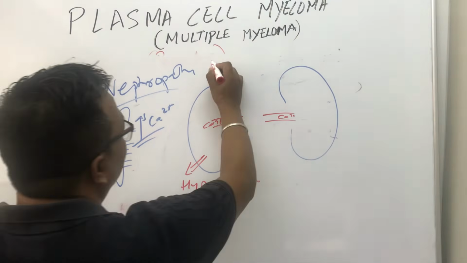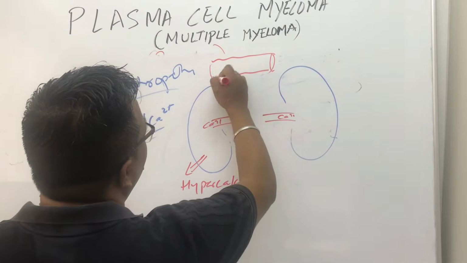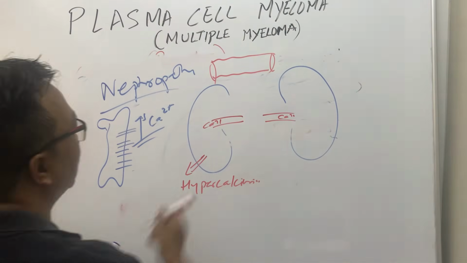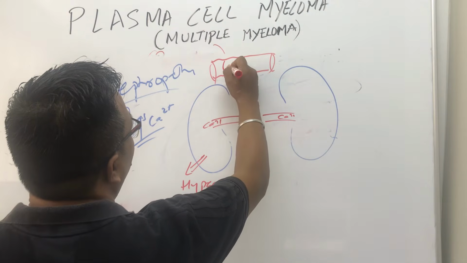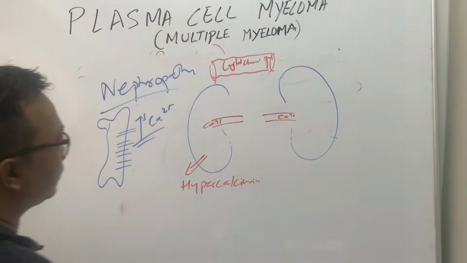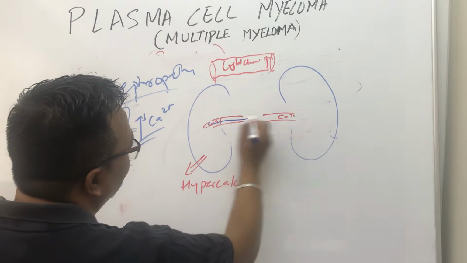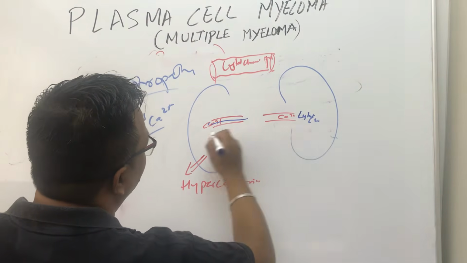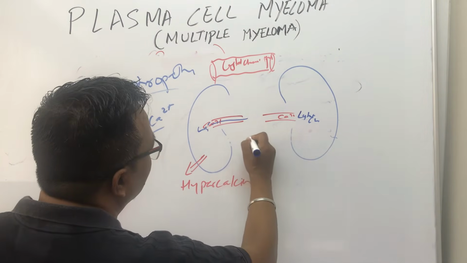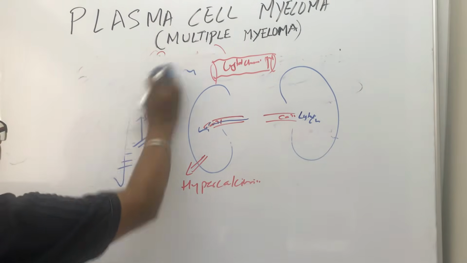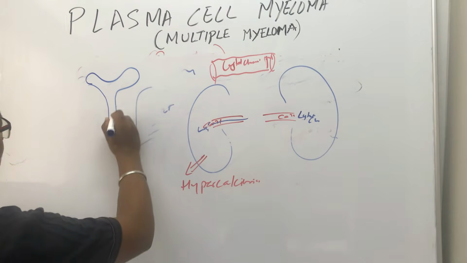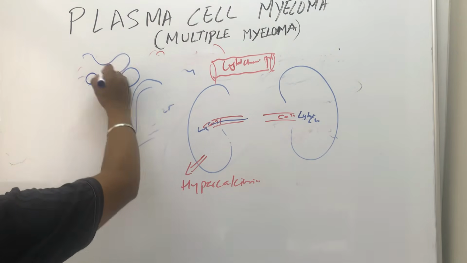Another thing is what is happening in the blood vessels: there are abnormal immunoglobulins. We call them light chain proteins. Now these light chains in the blood, where will they go? They will go to the kidneys. Now if you remember the nephron, it is a simple nephron, and this is the glomerulus.